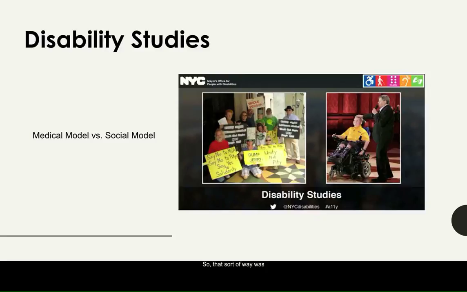So that sort of way was highly debated in the disability community. Folks were against it. So it is more representative of the medical model. And on the left side, we got a bunch of people with disabilities who are empowered and protesting this and sort of fighting for their rights to just be alive and have opportunities other than just being cured. So, and in case you guys are wondering, the telethons are no longer happening. So that's a little bit about disability studies and the models of disability work.